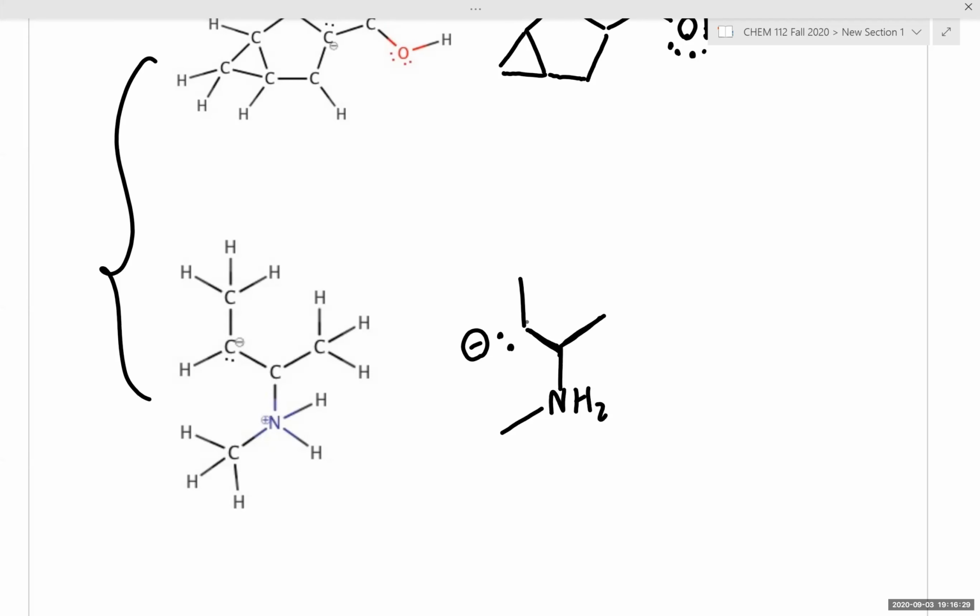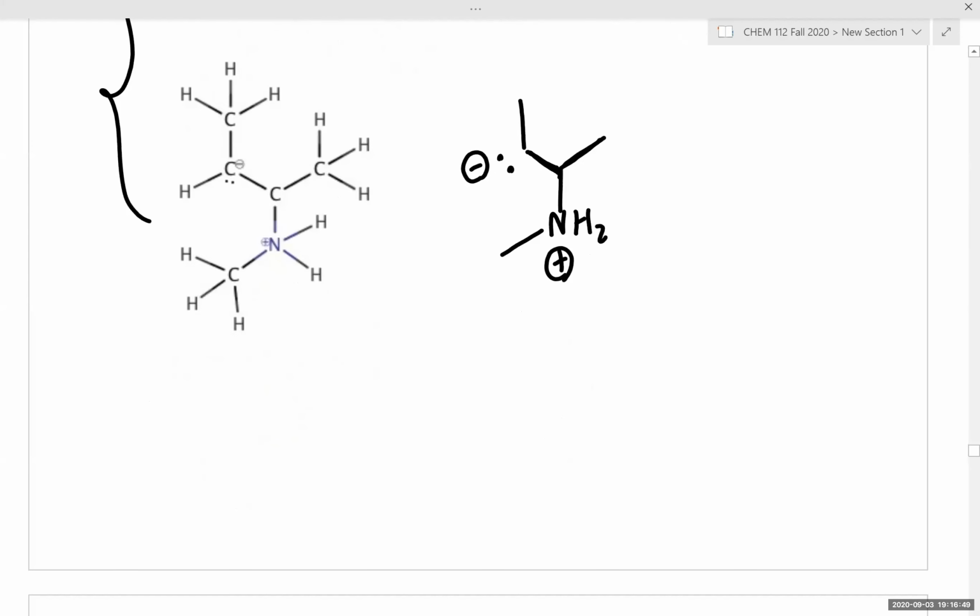Do you have to include the formal charge of nitrogen? Yes, so we note the formal charge in this case as plus. Exactly right. Any other questions on this example? Okay, let's keep moving on then.